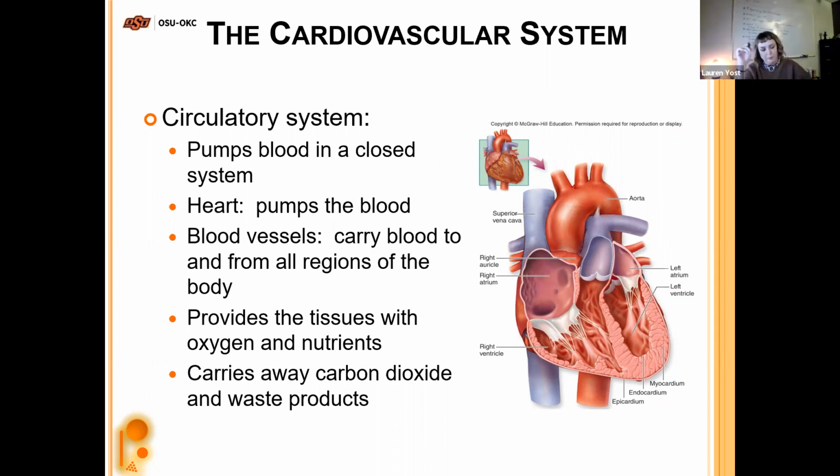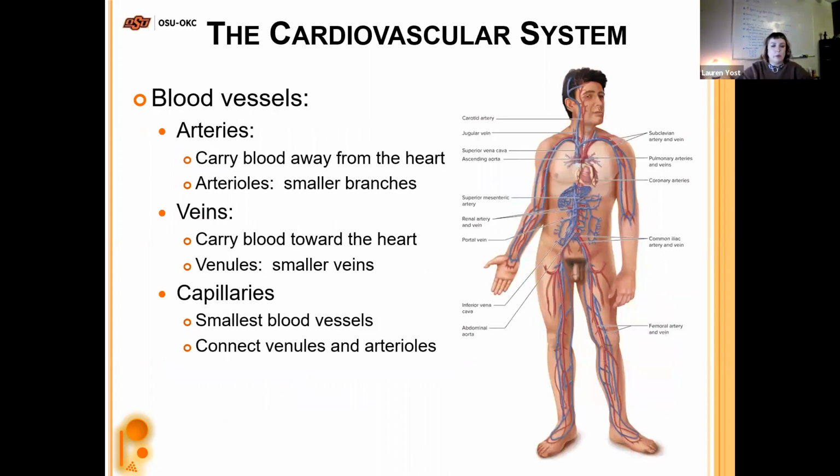and waste products. So the arteries, remember, go away from the heart, and the arterioles are the small ones. Veins carry blood towards the heart, and the venules are the smaller ones. And then we have the capillaries that connect the venules and the arterioles. Basically, that's where a lot of that exchange is going on.